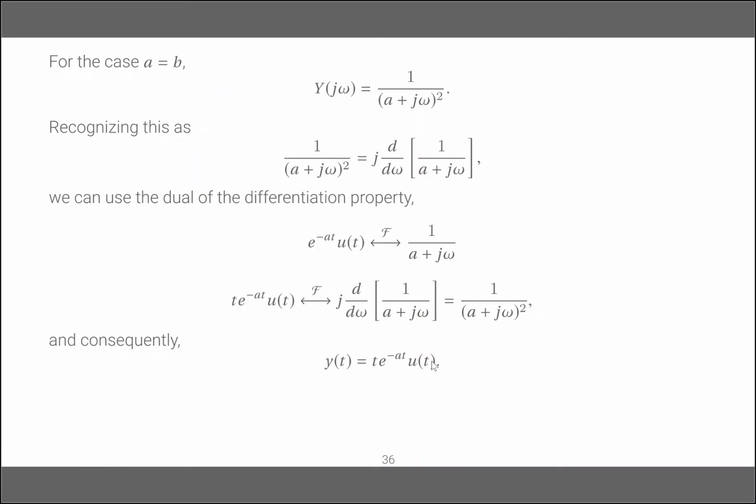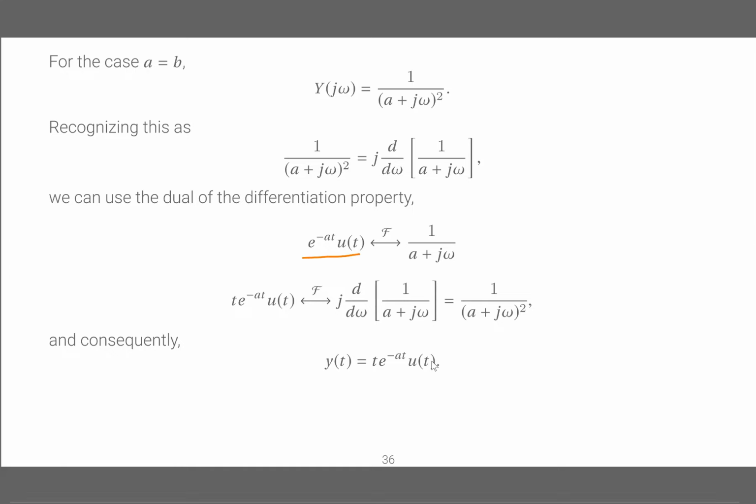Recognizing this as 1 over (a plus j omega) squared, actually that is j times d by d omega of 1 over a plus j omega, we can use the dual of the differentiation property. e to the power minus at u(t) has a Fourier transform 1 over a plus j omega, then t e to the power minus at u(t) has the Fourier transform j times the derivative of 1 over a plus j omega. So that is 1 over (a plus j omega) squared. So it turns out that y(t) is equal to t e to the power of minus at u(t).